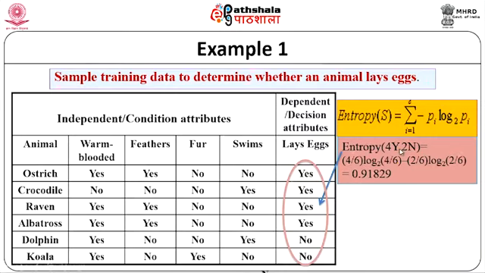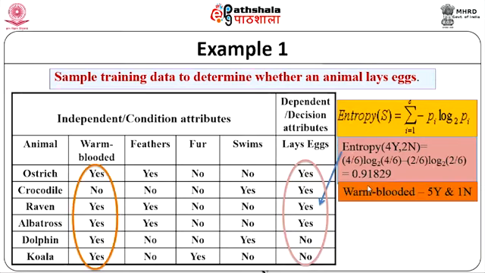This is 4 by 6 log of 4 by 6 and 2 by 6 log of 2 by 6, with a minus of course, and you will get the value 0.91829. So, this is the entropy of the complete set of records. Remember, entropy and information gain, everything is calculated in terms of the set. So, we start off with the complete set of 6 records. In this simple example, we have taken only 6.